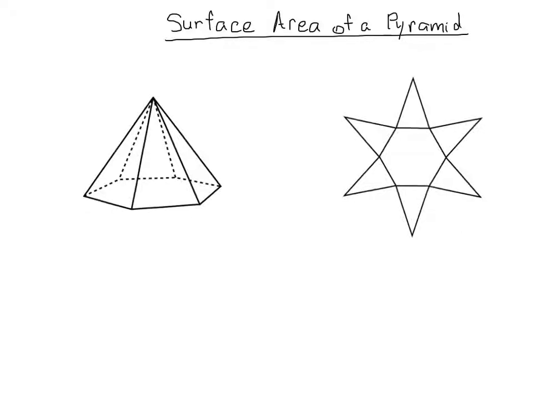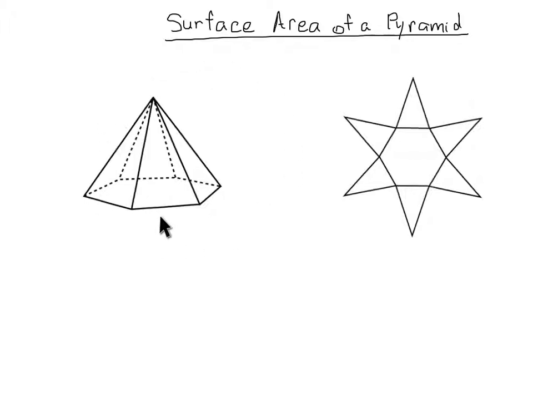Hello. In this video, we'll be looking at the lateral area and the surface area of a pyramid. But before we start looking at the surface area, first I want to talk about what we're looking at on this page. Here we are looking at a hexagon. That's the base of our pyramid, and so this is a hexagonal pyramid.